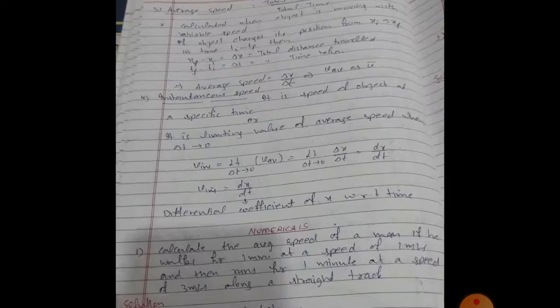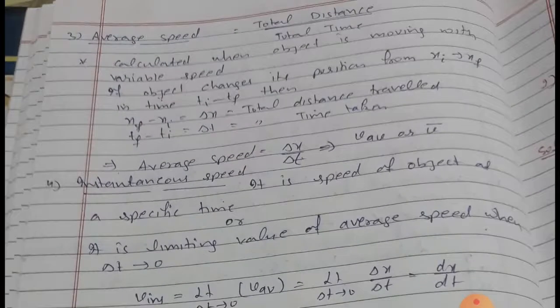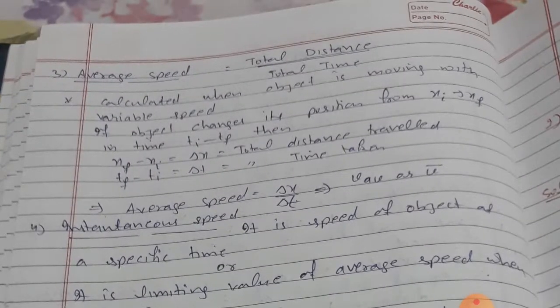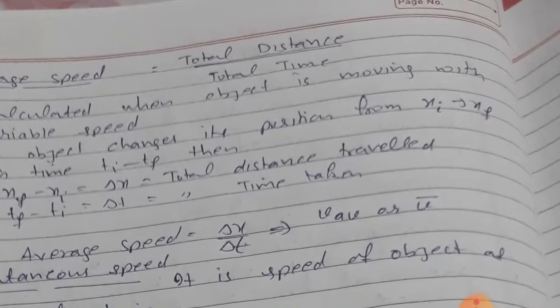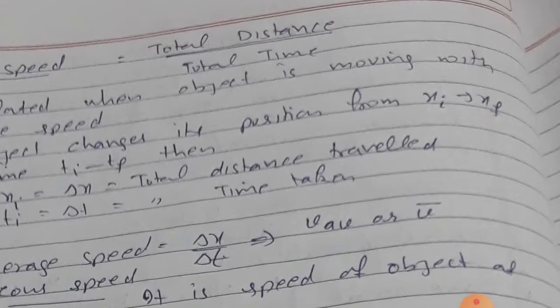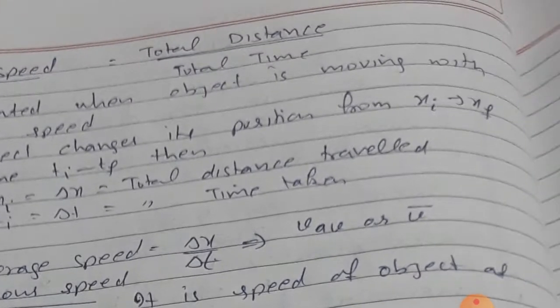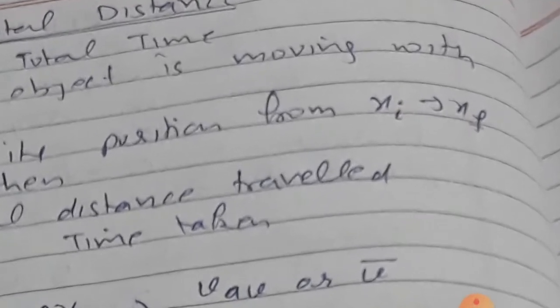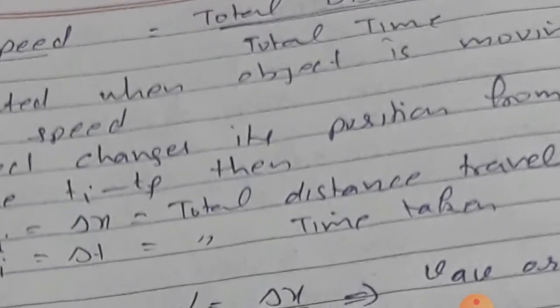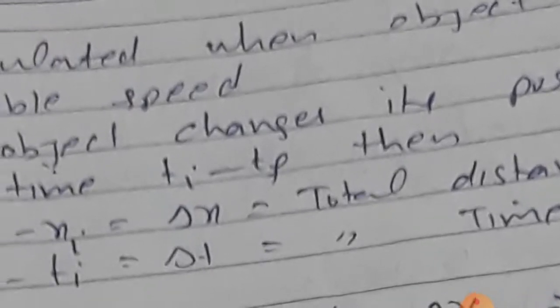Next one is average speed. Average speed is calculated when object moves with variable speed. For such system, we measure average speed. The formula for average speed is total distance upon total time. Suppose the object changes its position from xi to xf in time interval ti to tf. What do you mean by xi? Xi represents initial position and xf represents final position, and ti is initial time and tf is the final time.